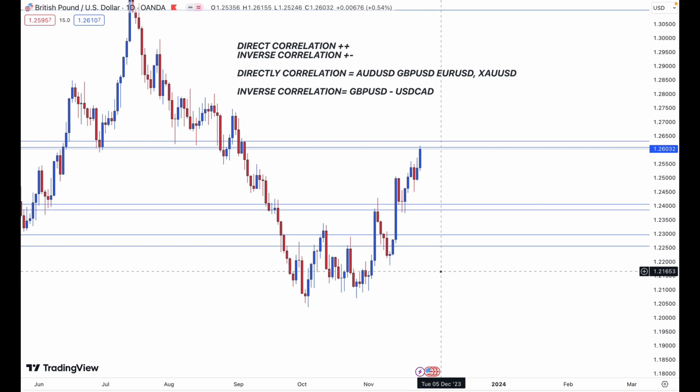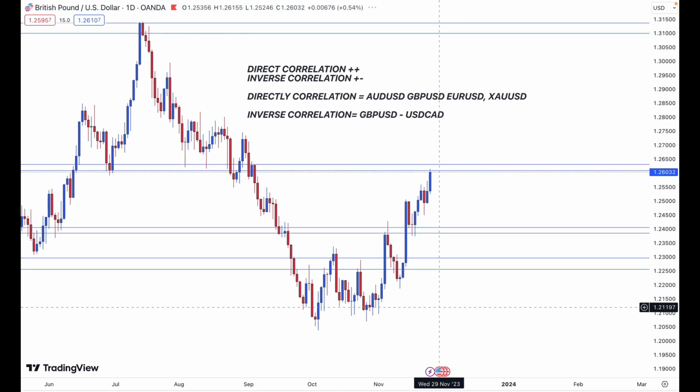AUDUSD, GBPUSD, EURUSD move alike because they are directly correlated. Also XAUUSD, you need to have some chart time with yourself. Understand this chart, understand the way it moves so you can print clean cash from it without stress, because if you have a personal understanding of the chart, of course it is going to be easier for you to navigate through. Let's come to the 4-hour time frame.